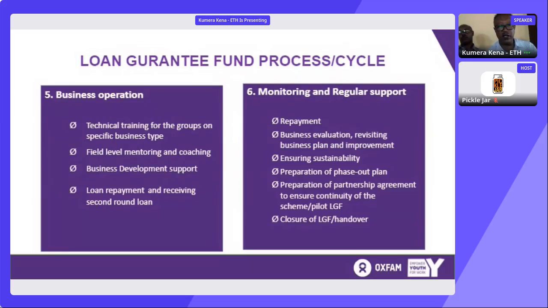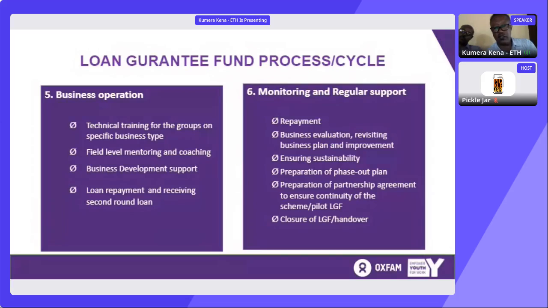And the final component in this loan guarantee fund cycle management is monitoring and regular support to the whole loan guarantee fund system.